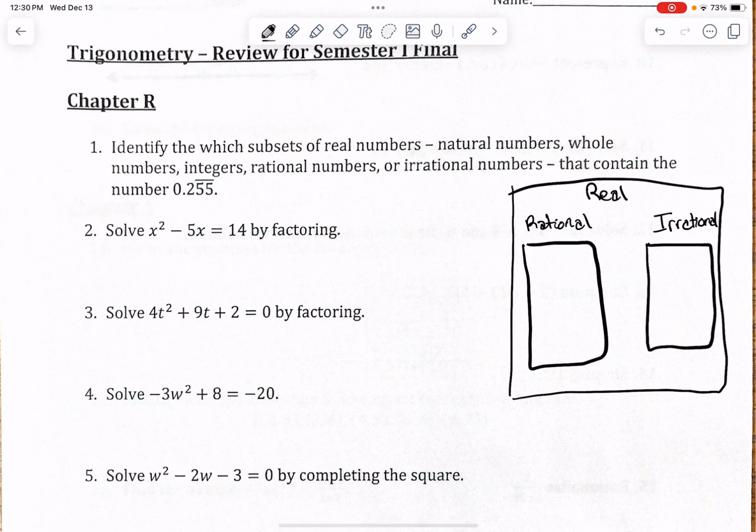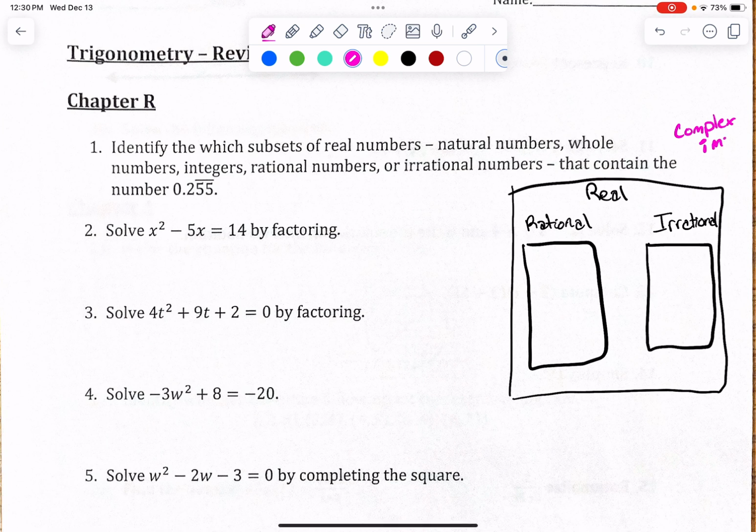Okay, rational, irrational. Outside of real, there are only a few numbers that are not real, and those are complex numbers that live out over here that are not real numbers, and those would be like imaginary numbers. Okay, so that would be what we have over there on that side. Otherwise, every other number that we have is a real number.